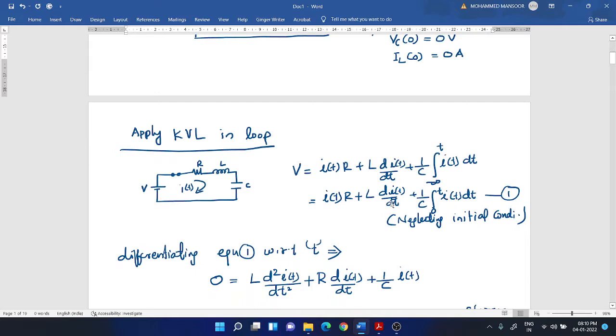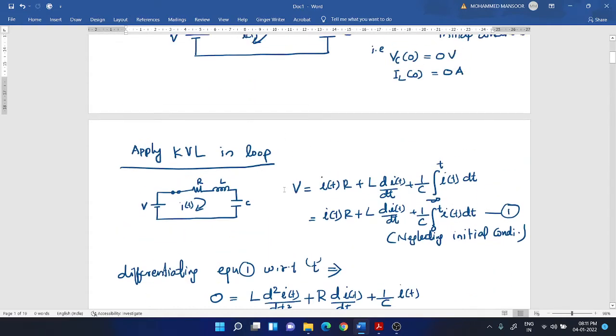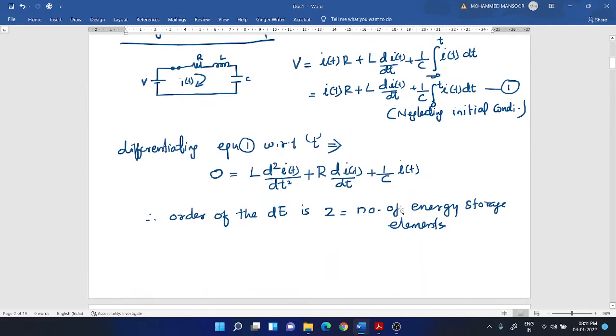Now the equation consists of both a differential part and an integral part. Therefore this equation is known as an integro-differential equation. Now we can differentiate equation number 1 with respect to time. So the differential of V, that is constant, with respect to time is 0, which is equal to L into d square i by dt square plus R into di by dt plus 1 by C. The differential of the integral, that part will be removed from here, so that becomes 1 by C i of t. From this differential equation, the maximum order is 2. Therefore the order of the equation governing this circuit is 2, which is equal to the number of energy storage elements as I mentioned earlier.